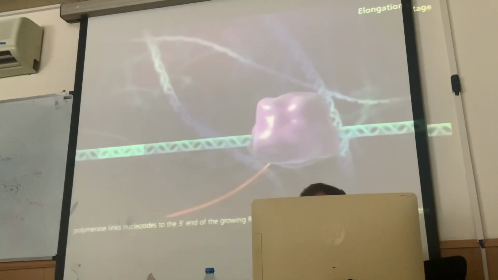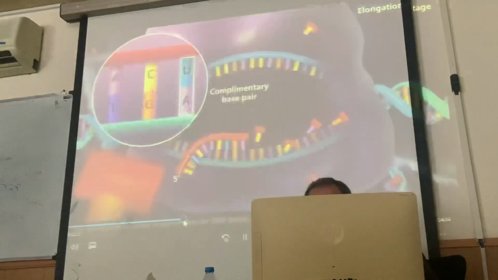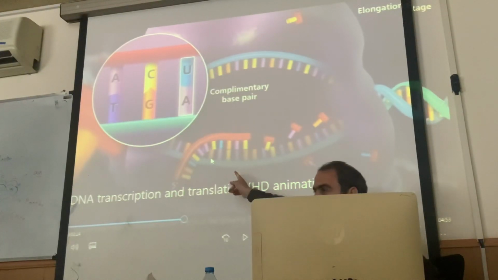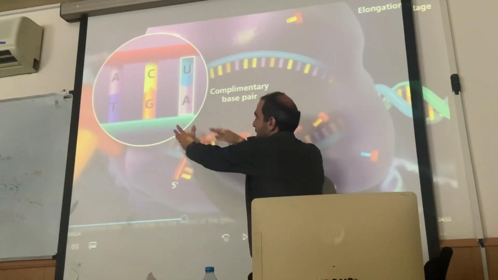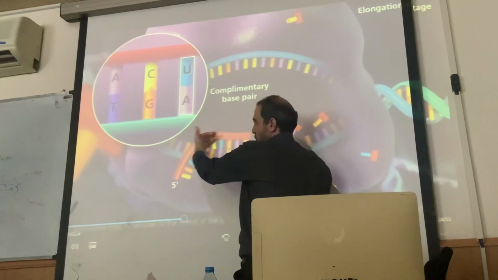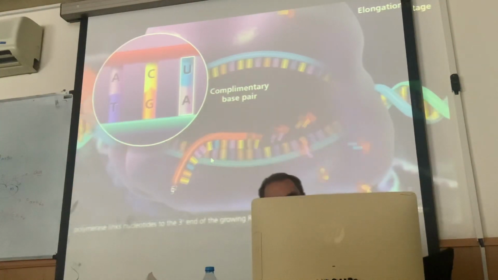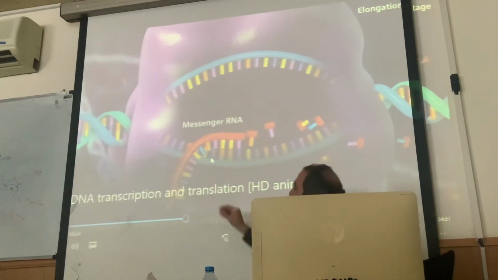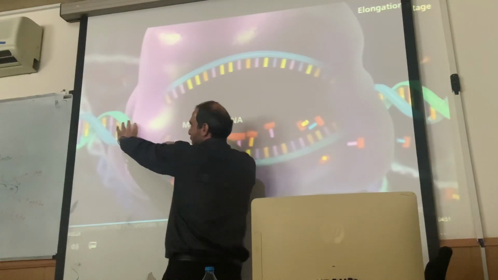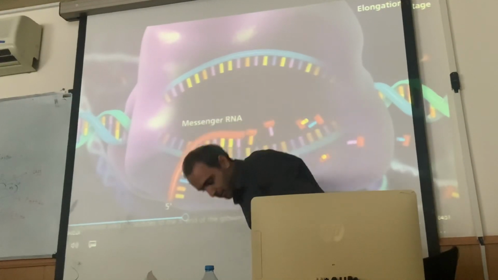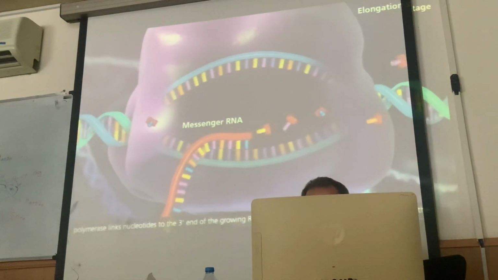Once the RNA polymerase reaches the terminator portion of the gene, the messenger RNA... When it's actually doing the synthesis, the DNA is open, and when it goes forward, the DNA rejoins again. It's like a machine: here it joins the DNA together, and here it opens the DNA and moves forward. The polymerase links nucleotides to the 3' end of the growing RNA molecule.